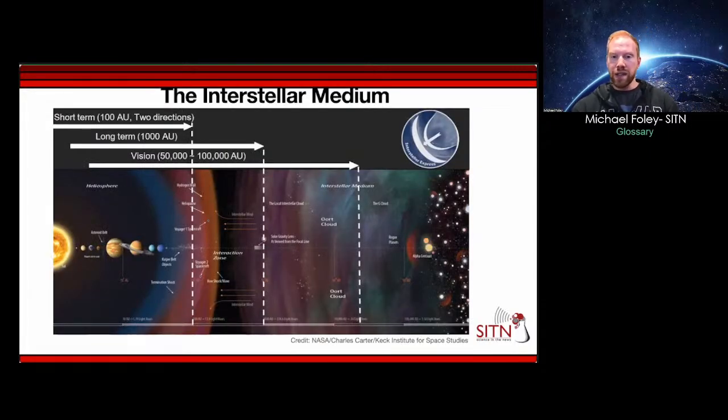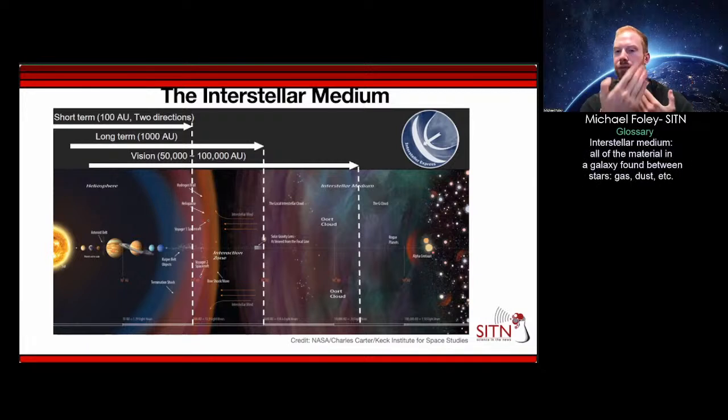And the interstellar medium falls far outside our solar system. So for context, our solar system goes out to roughly 100 AU, and 1 AU is the distance from the sun to the Earth. So about 100 times the distance from the sun to the Earth marks the boundary between our solar system and what we would start calling interstellar space.